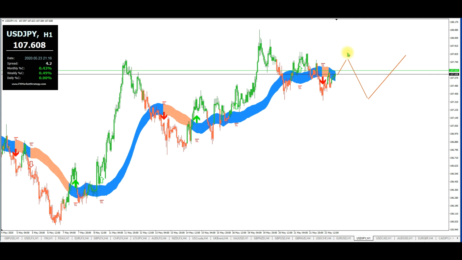USDJPY, we expect a small up, then a small down, then an up again. This is gonna continue to range, guys.